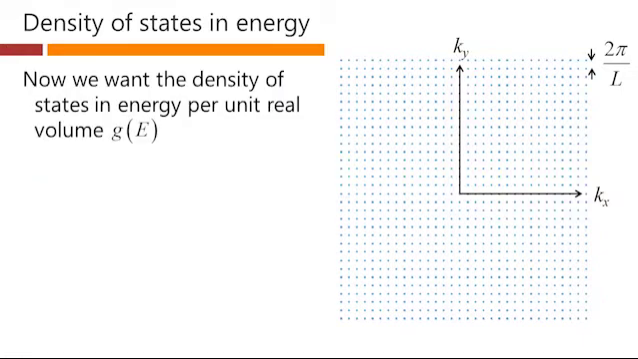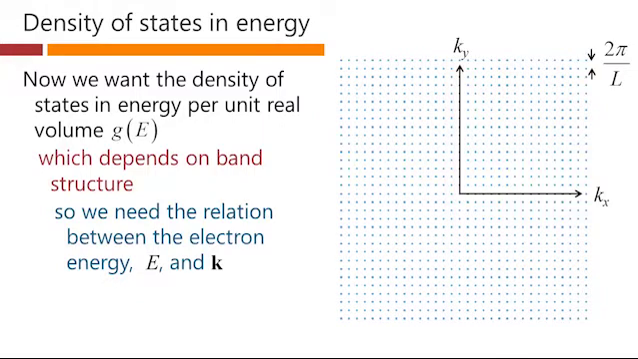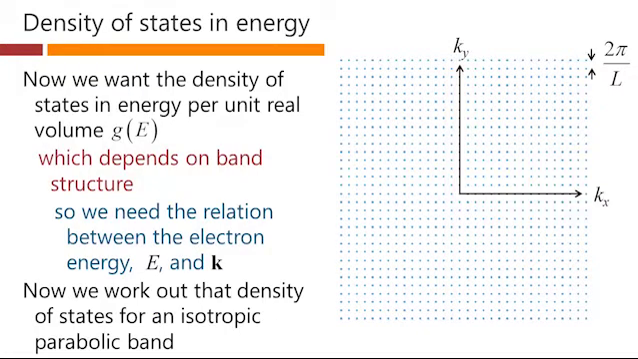Now, what we want here is the density of states in energy per unit real volume, and we'll call that G of E. So this is some function of the energy of the electron in the given band of interest. And this depends upon the band structure. The relation between E, the energy, and K, the wave vector, is not necessarily anything particularly simple. So in order to calculate this density of states in energy, we're going to need to know the relation between the electron energy, E, and the wave vector, K.